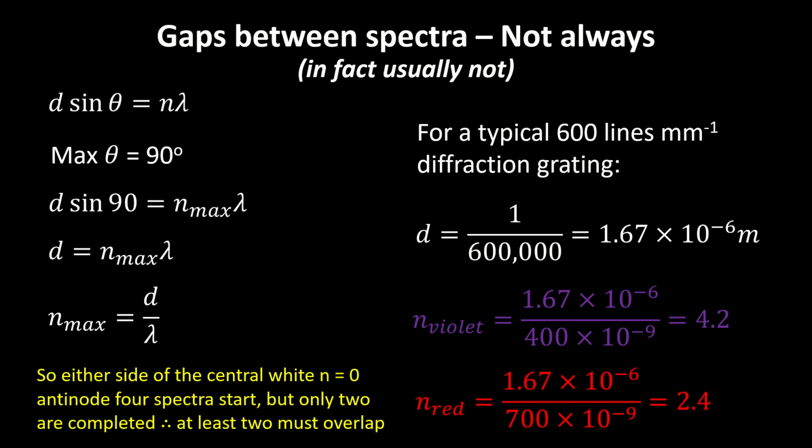So that means on each side of the central white, we've got 4 spectra starting at violet, but only 2 of them are completed. There's only 2 of them that actually complete through to red.